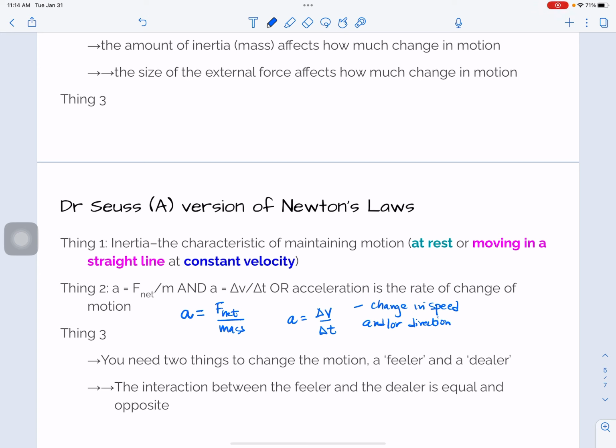Okay, so thing 1, things exist. Thing 2, things change their motion. Thing 3, you need 2 things to change the motion. You need a feeler and a dealer. The interaction between the feeler and the dealer is equal and opposite. Okay, so it's kind of funny. We've got thing 1, things exist. Thing 2, things change motion. Thing 3, you need 2 things, 2 objects, to change the motion, a feeler and a dealer.